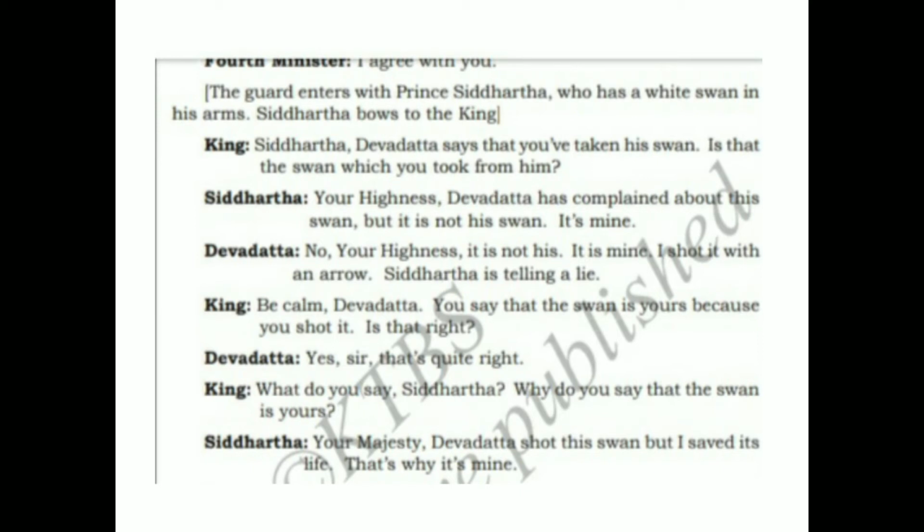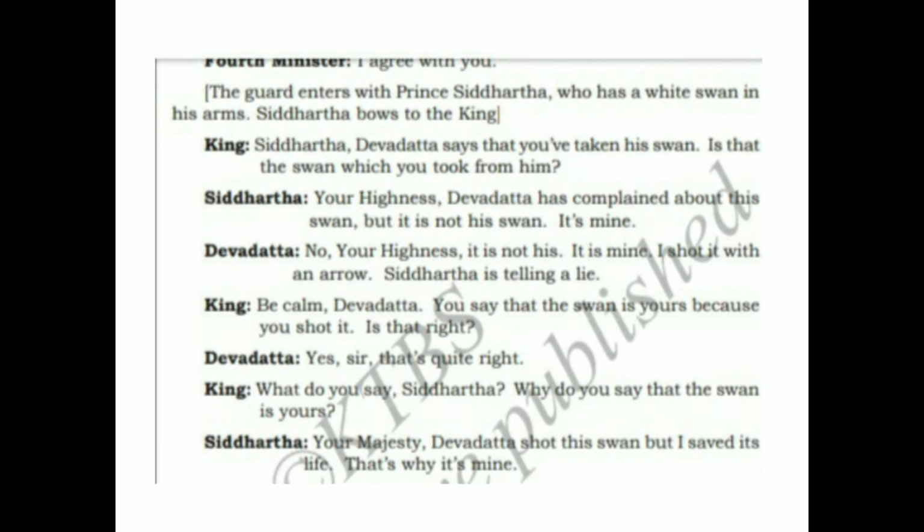Next, the guard enters with Prince Siddhartha, who has a white swan in his arms. Siddhartha bows to the king. Now the guard and Prince Siddhartha both are coming inside the kingdom. Siddhartha is holding a white swan in his hands. Siddhartha bows to the king. Siddhartha also gives respect to the king. Though he is a father, he bows to the king.